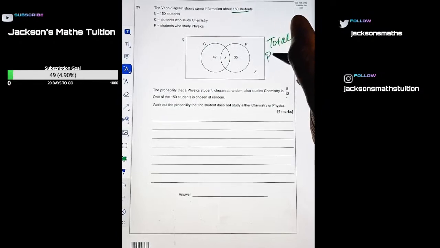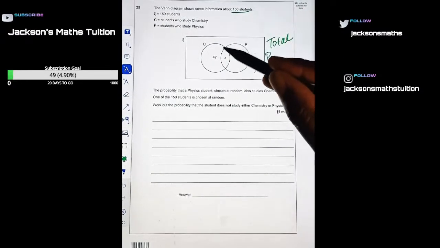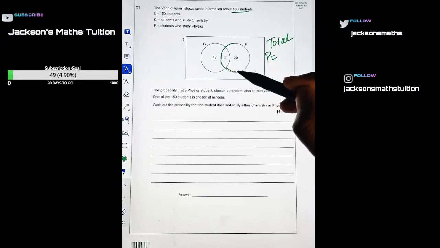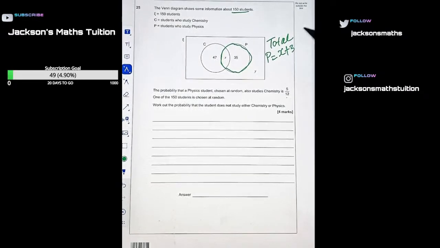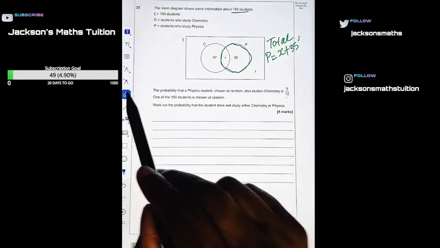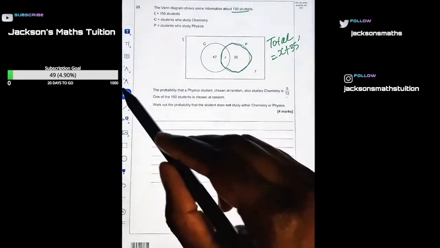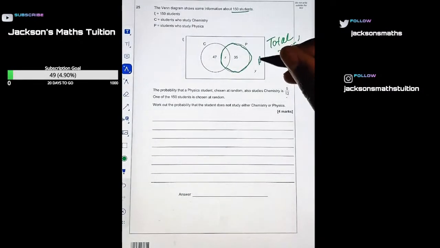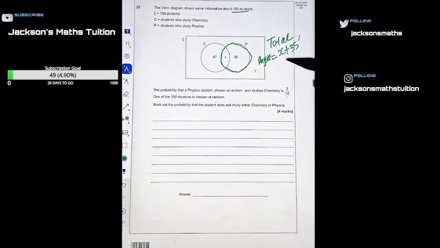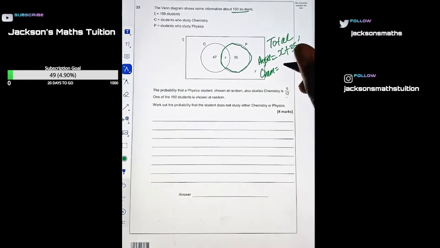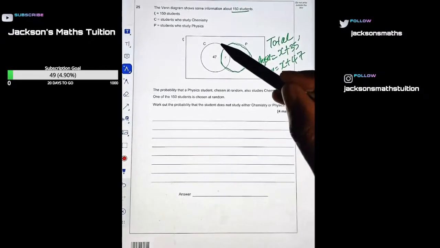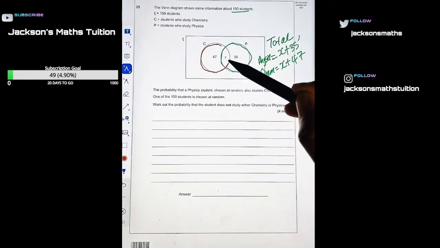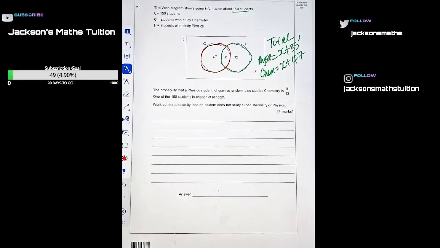So for physics, the total is going to be all of this circle here: X plus 35. That's physics. And for chemistry, it's going to be X plus 47. So chemistry is overlapping with the X. Those are the totals.